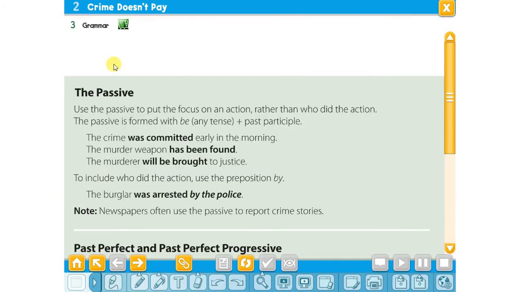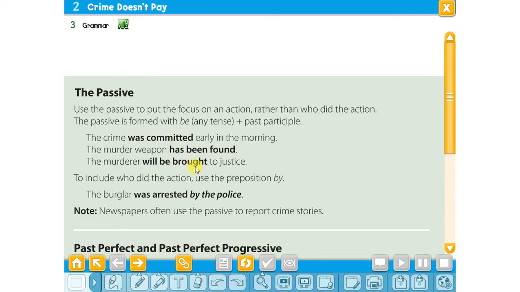These are the rules that I gave you. These were the rules for the passive. Here, as you see, the crime was committed early in the morning. The murder weapon has been found. The murderer will be brought. You see? All of these are passive.